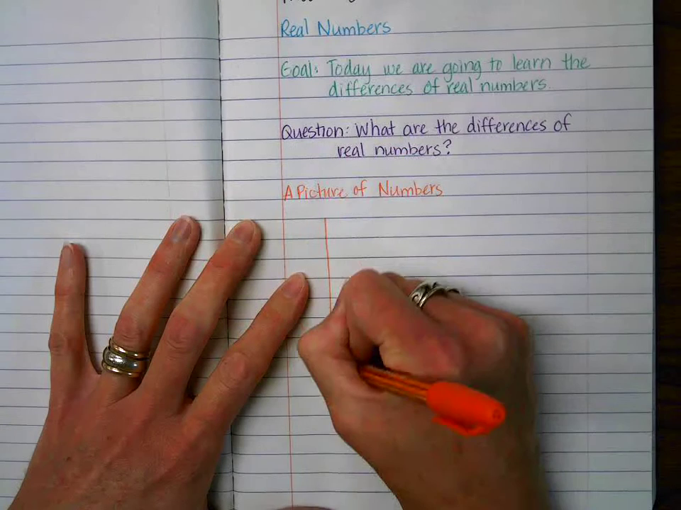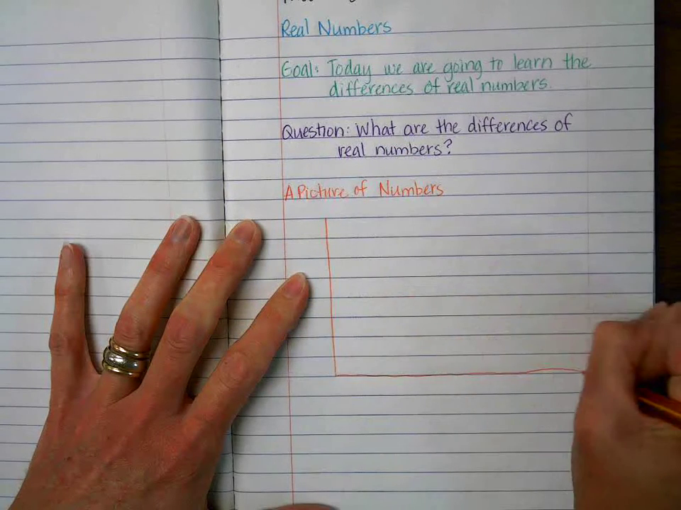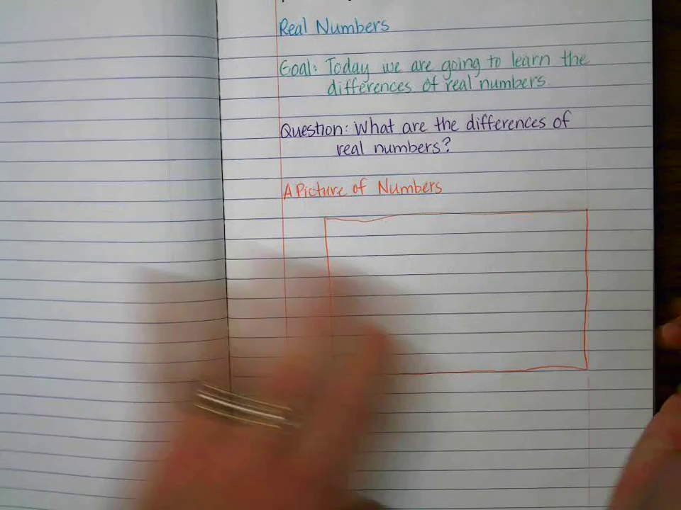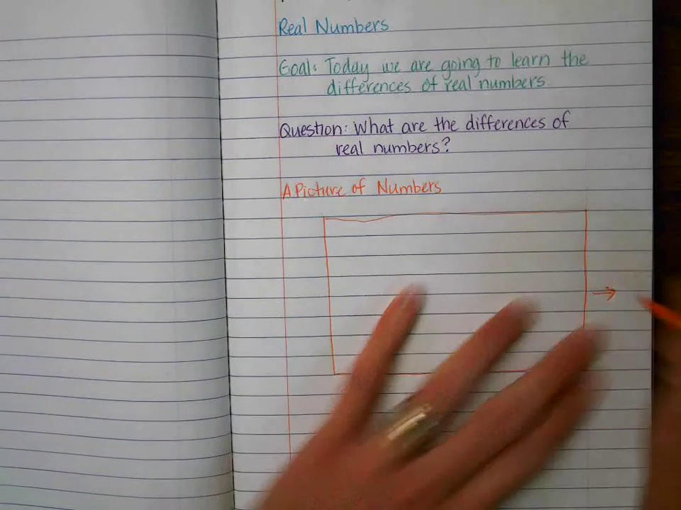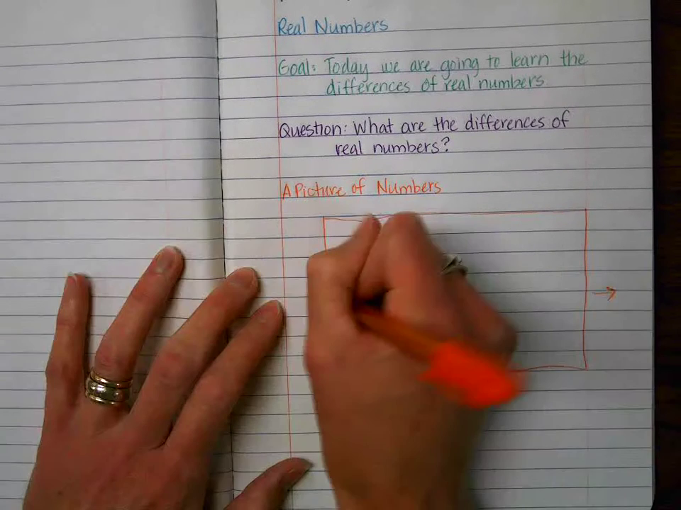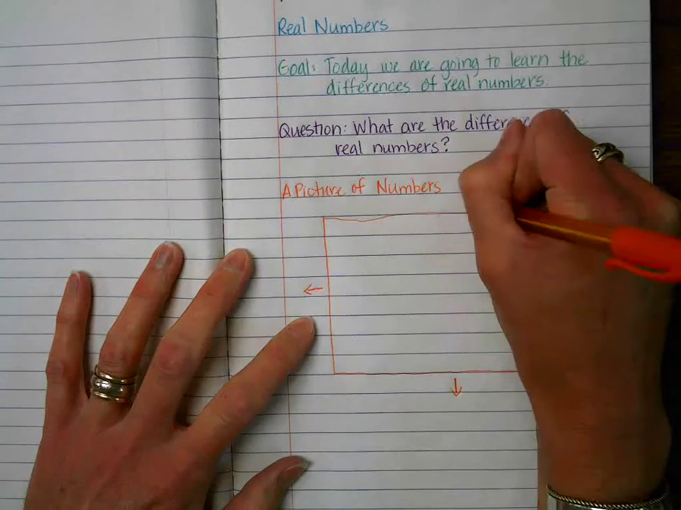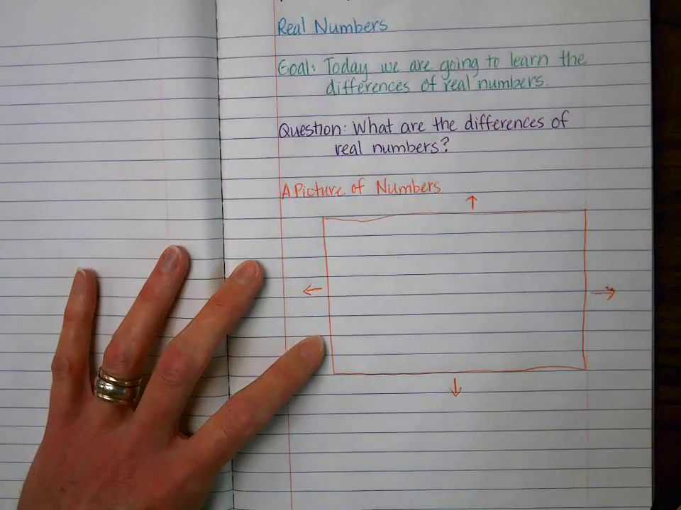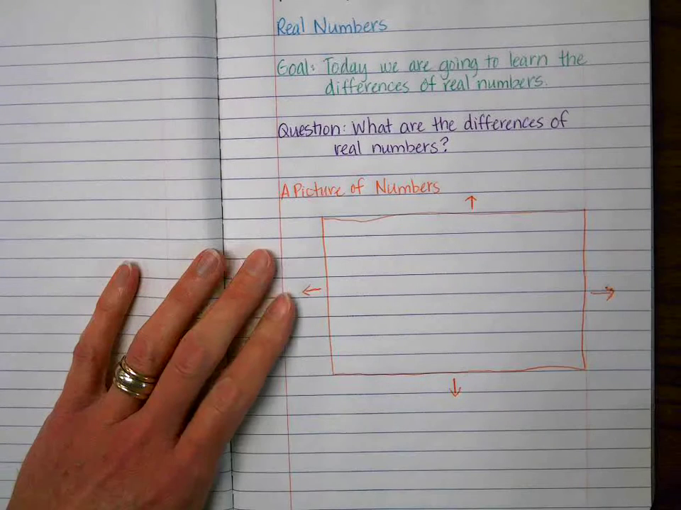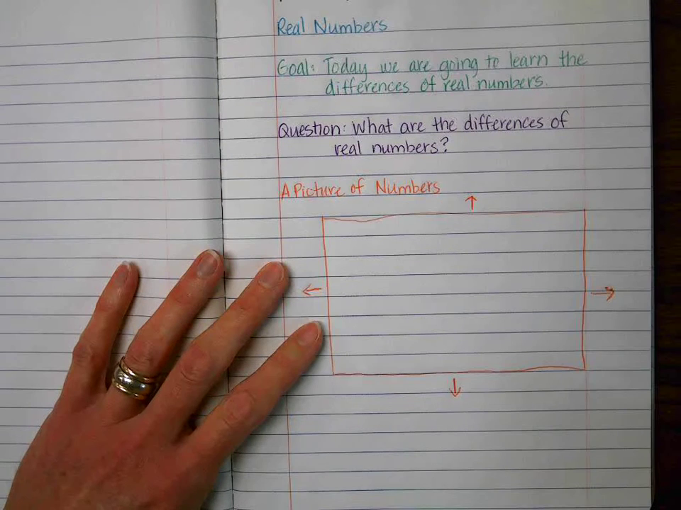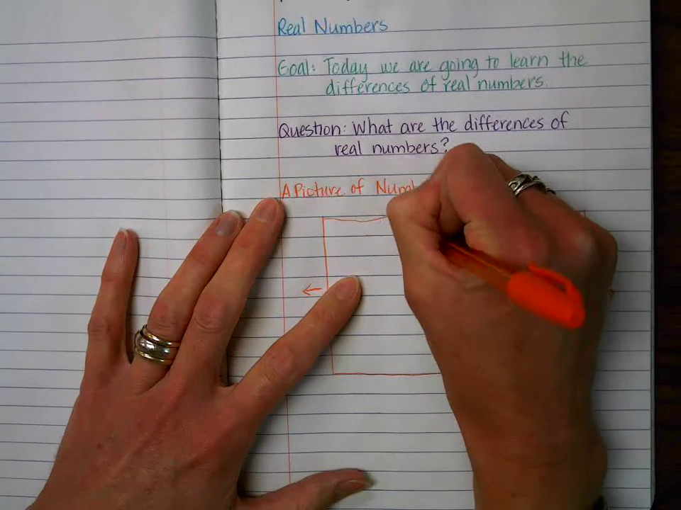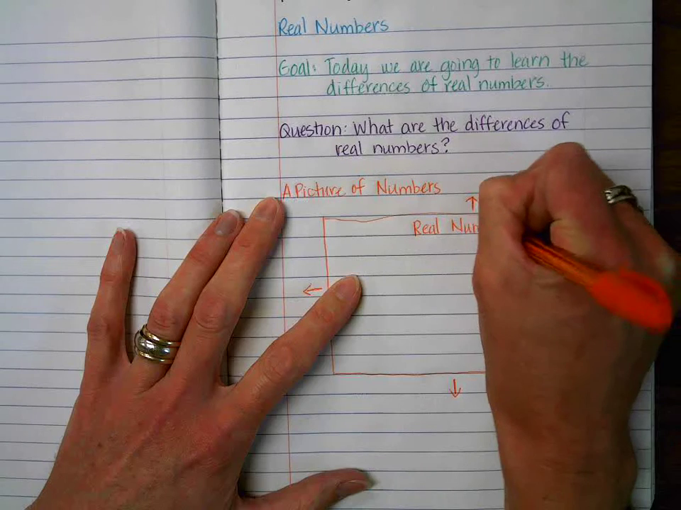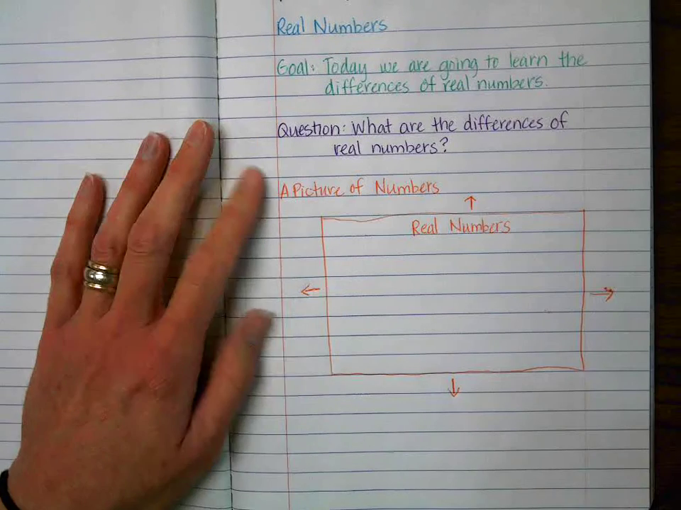So the first thing that I'm going to draw is a rather large rectangle. And this rectangle is actually a rectangle that you need to know goes on forever. But because my book is small and I have a lot to get written down today, I'm just going to put the arrows. These arrows all the way around my rectangle represent the fact that it's going on forever. Now this rectangle right here is going to represent the real numbers of our math world. Okay, so these are real numbers.